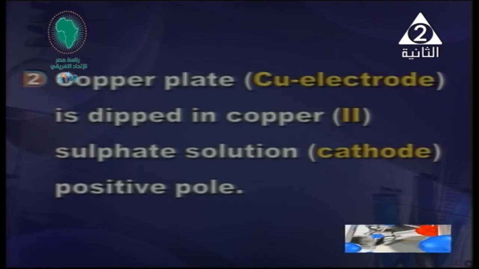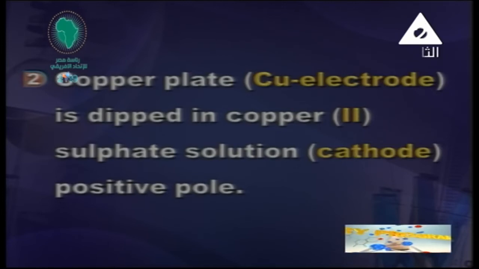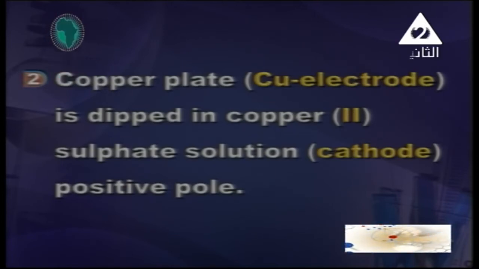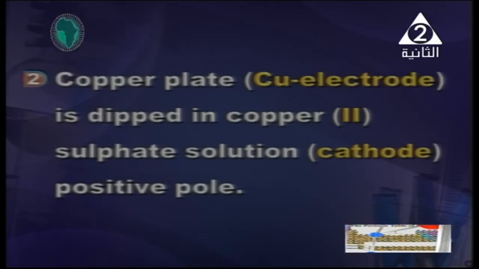While the copper plate, copper electrode, is dipped in copper 2 sulfate solution, which represents the cathode, the positive pole. The structure is zinc in zinc sulfate, copper in copper sulfate. Zinc negative, copper positive. A galvanic cell consists of 2 electrodes, one negatively charged and the other positively charged. The negative one is called the anode, while the positive one is called the cathode.